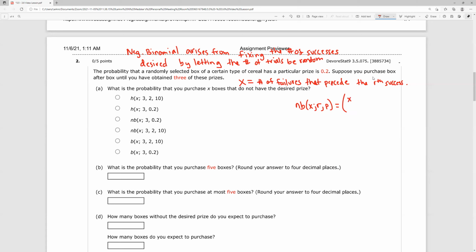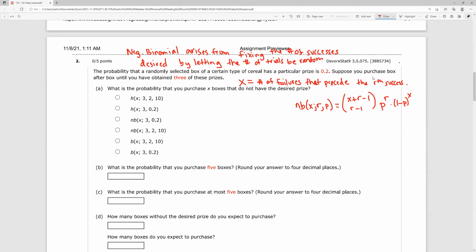You have how many failures did I have plus how many successes did I have minus 1, choose number of successes I want minus 1. And then you times that by the probability of success to how many successes I'm going to have, times the probability of failure, which is 1 minus p, to how many failures I have in total. So that's the formula for that negative binomial.